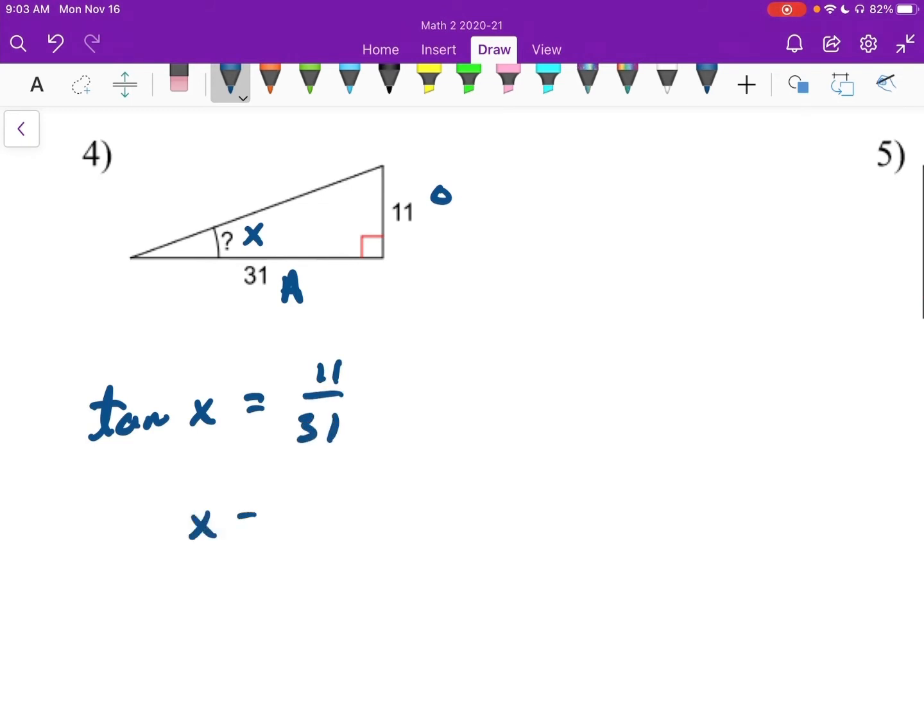So x is tangent inverse of 11 over 31. So I type in my calculator second tan, or second tangent, 11 divided by 31, and I got x equals 19 point, I'll round to 5.